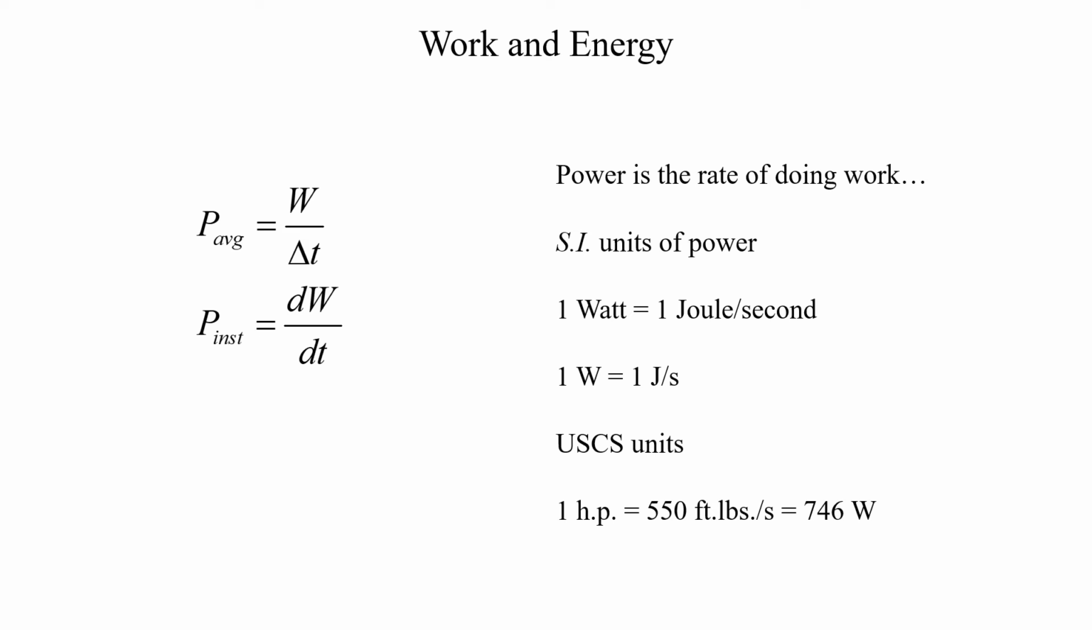Another unit we use for power is called the horsepower. And horsepower is equivalent to 550 foot-pounds per second, or 746 watts. Well, back in Watt's day, engineers figured out how many horses they could replace and do the same amount of work in the same amount of time with the steam engine. Right? And that's where the horsepower came from.